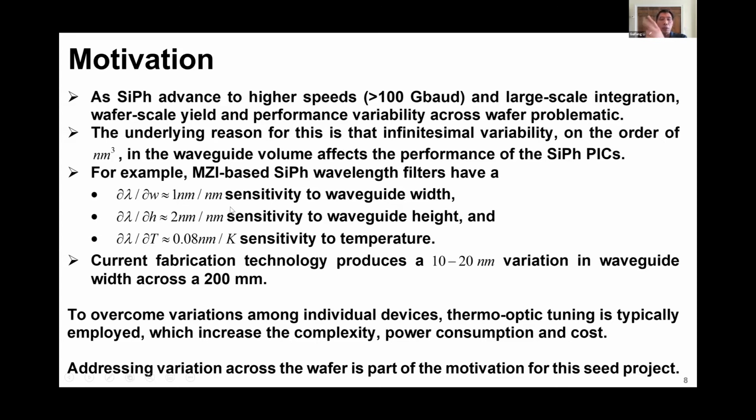Our optical channel spacing is on the order of 0.8 nanometer. But current fabrication technologies produce about 10 to 20 nanometers variation in waveguide width across the 8-inch wafer. So that's where the thermal heater comes in. The thermal optic tuning is needed so that you can tune the devices to the operating wavelengths that you need. That obviously brings complexity, power consumption, cost, etc. So we are trying to address this wafer scale variation yield problem for this seed project.